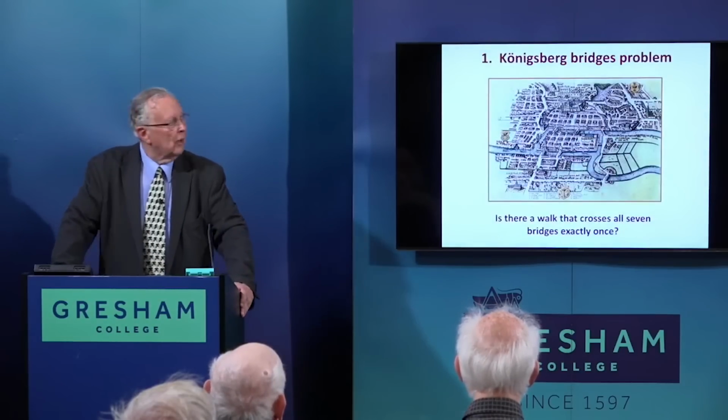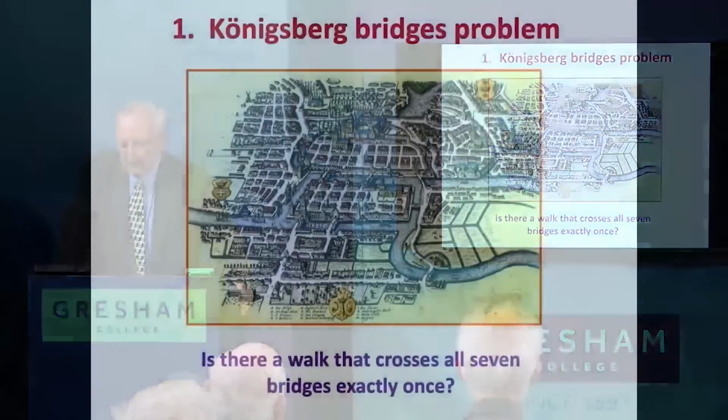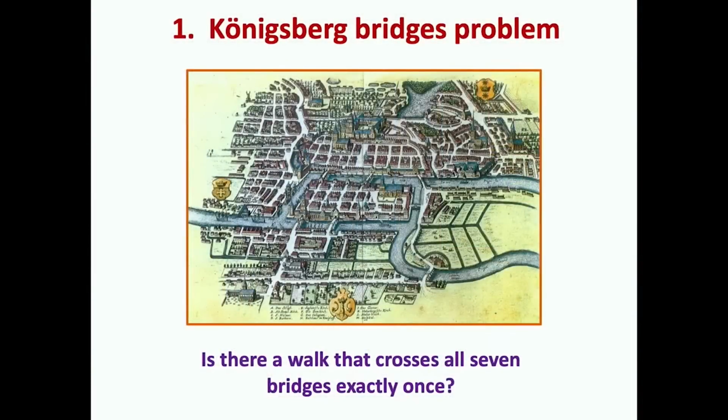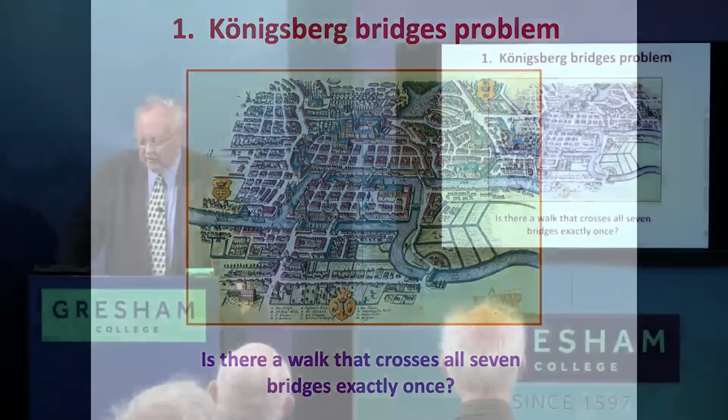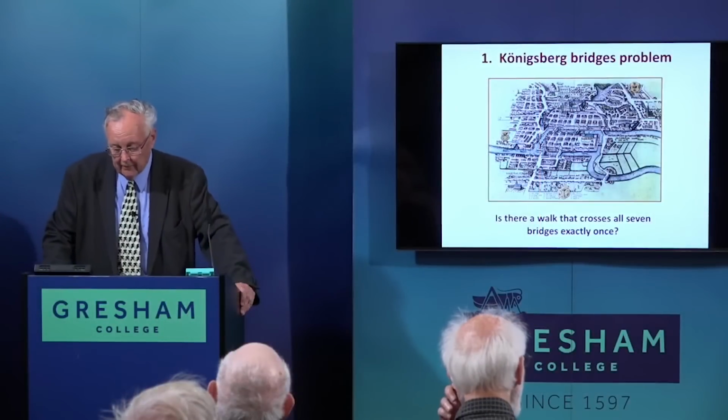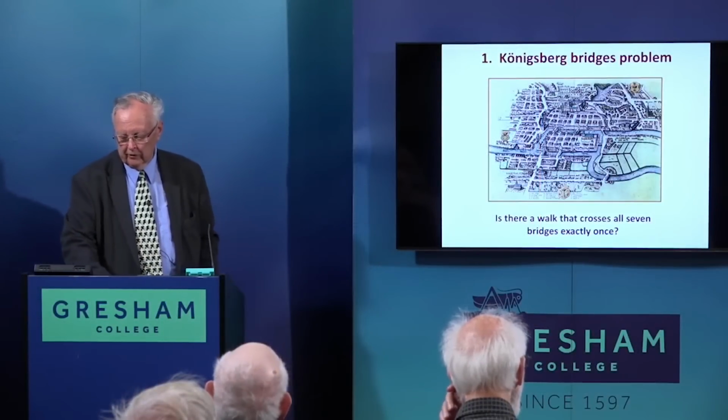The first of these is well known, I'm sure, to many of you, and concerns the medieval city of Königsberg, now known as Kaliningrad. As you can see, there are 4 parts of the city, 1, 2, 3, 4, all connected by 7 bridges. And the problem that the citizens had was to find a walk which crosses all 7 bridges once only, and if possible ends up where we started.